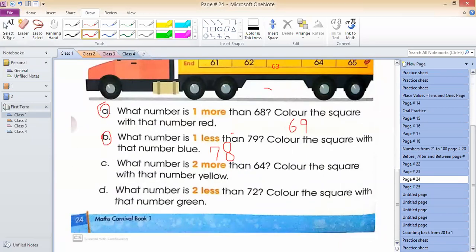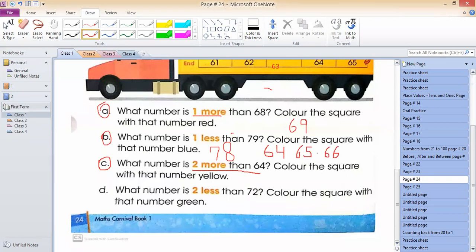Now we will go for C. What number is 2 more than 64? Look, guys, in question A, the question was asking 1 more than 68, so you were just checking the number after 68. But now you have to check the number which is 2 more than 64. So in the number track, you will check what comes after 64. After 64, it is 65, and then it is 66.